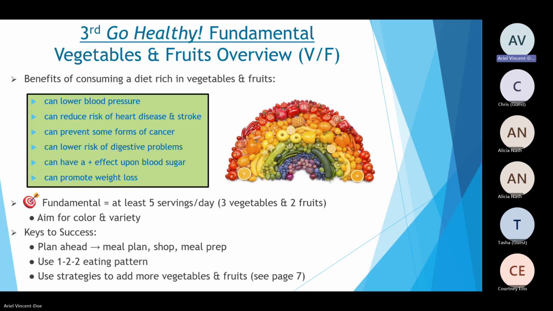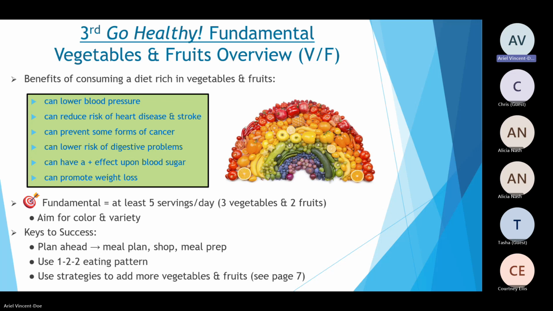The key to success is to plan ahead. You want to make sure that you meal plan. Make sure that you are identifying meals that will have plenty of vegetables and fruits. Next, shop and then also meal prep. These are your keys to success: planning ahead. Make sure you plan ahead. It's harder when you're not planning ahead because at the last minute you might grab something convenient and it might not be vegetables or fruits.